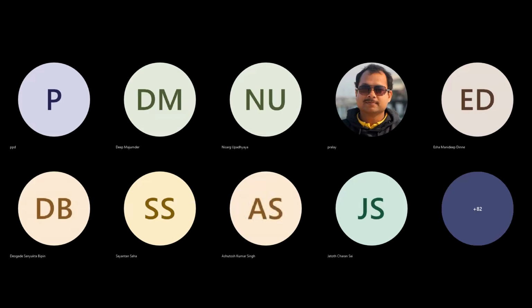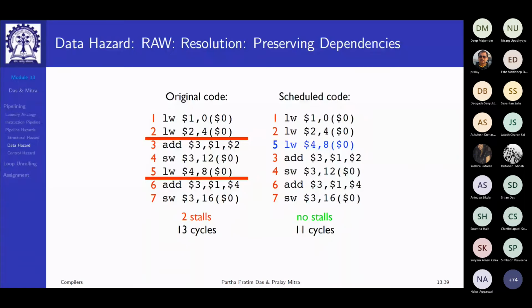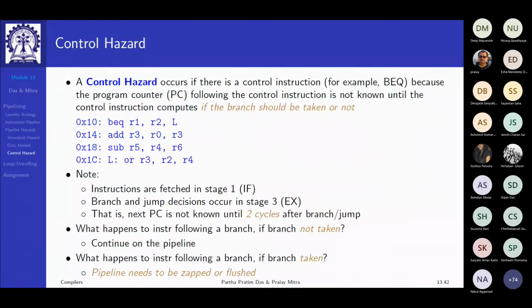Okay, so let's go back. Continue here. So this was the primary type of data hazard. The other two we have talked of, which are basically renaming, I'll skip. Now, the next type is the control hazard.